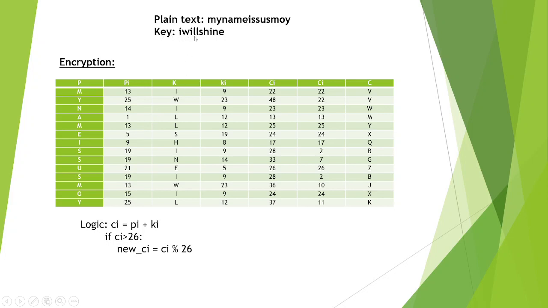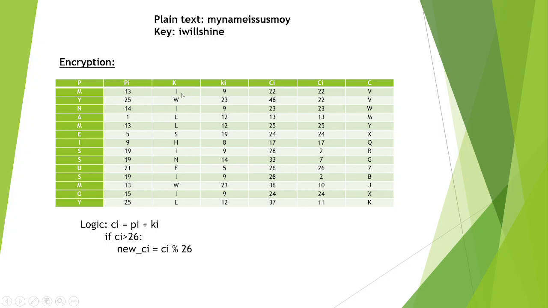Then we have the key value. Let's see, in my plain text I have 1, 2, 3, 4, 5, 6, 7, 8, 9, 10, 11, 12, 13, 14 characters. And in my key I have only 1, 2, 3, 4, 5, 10 characters. So 4 characters are short. If we get this type of situation, we need to handle the key as follows.